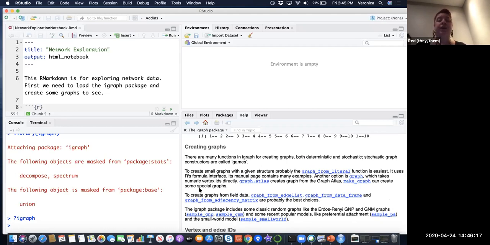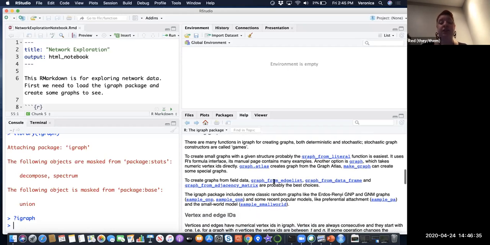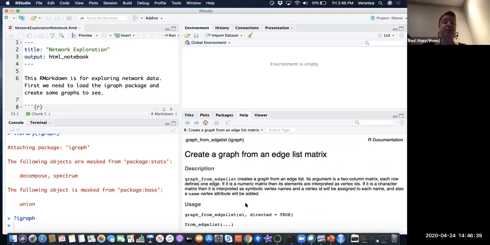We can also create graphs from an edge list or a data frame or an adjacency matrix. So remember, we've talked about an edge list and we've talked about an adjacency matrix. A data frame is also very similar to using an adjacency matrix or an edge list. And we can look at any of these functions by just clicking on them here, and we'll go to that documentation.